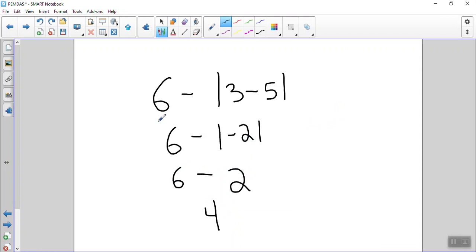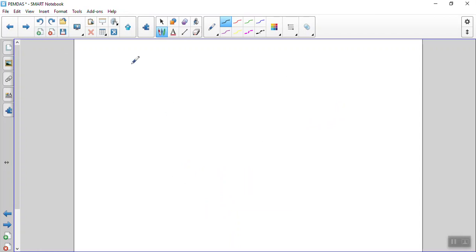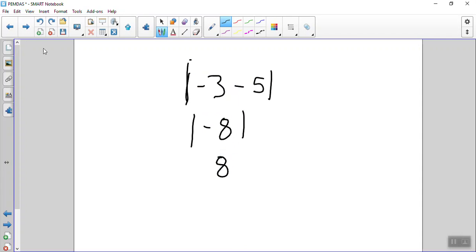One more time. Do inside the absolute value first. So in this problem, -3 minus 5, the absolute value of -3 minus 5, you do inside. -3 minus 5 is -8. And the absolute value of -8 is 8. Alright.